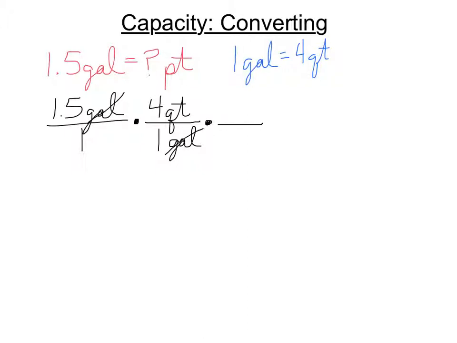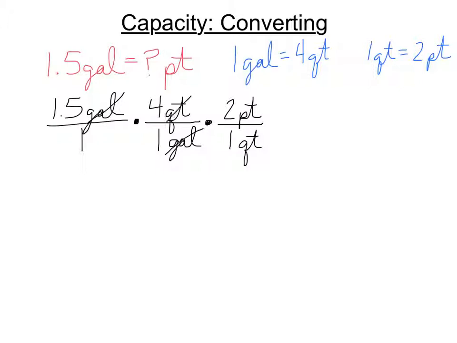Now I need to remember what we've learned about quarts. We learned that 1 quart is equal to 2 pints, so that will be my next unit multiplier. Since I have quarts up top, I'm going to need quarts on bottom in order for them to cancel. And it was 1 quart that is equal to 2 pints.